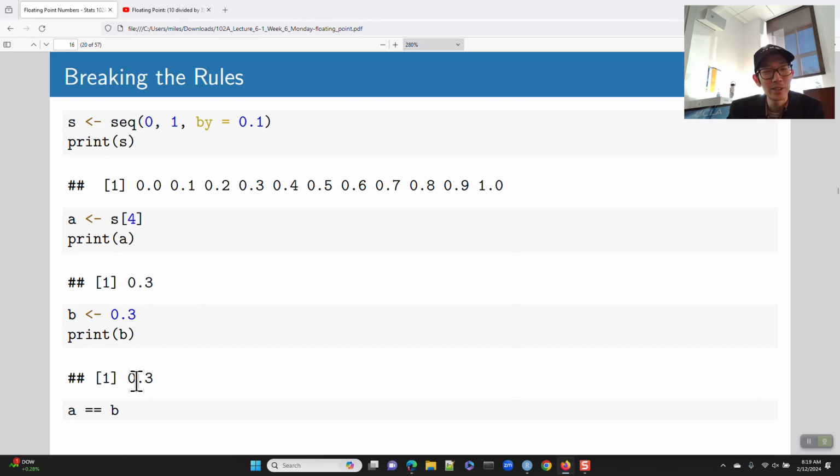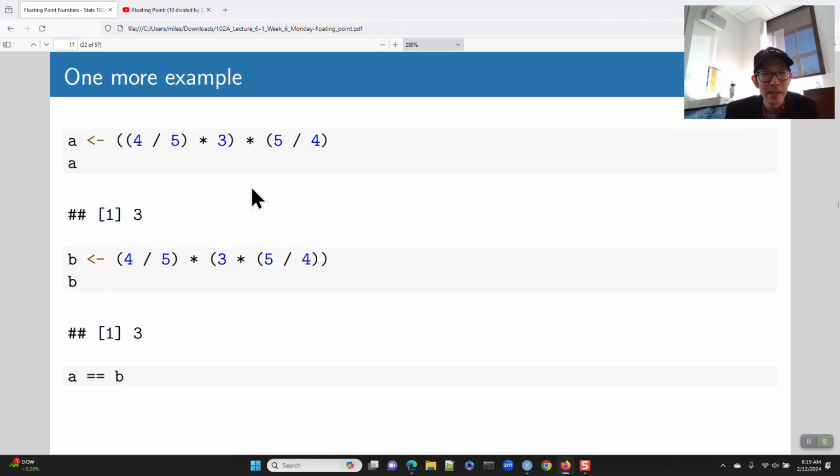Is A here the same as this? Is this 0.3 the same as this 0.3? That comes back and says, no, it's not. Okay, so what is this? What is this thing? Just some of these other things.